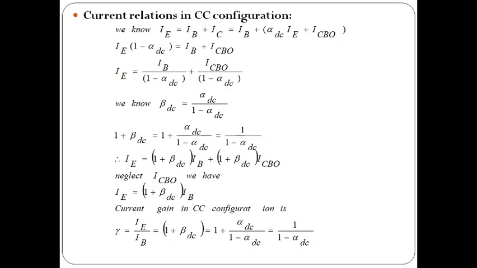So again, current gain or gamma is defined as the ratio of output current to input current. Output current is nothing but here IE, input current is IB, so it is almost equal to 1 plus beta DC. Yes, it is almost equal to 1 by 1 minus alpha DC. So now we know the current gain in CB, CE, CC: alpha, beta, gamma.